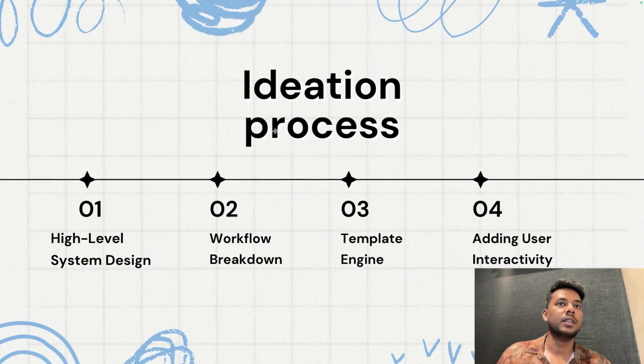So this was our ideation process. First of all, we initiated a high level system design of our application. Then we dissected our workflow and split it, so the workflow gets broken down. Apart from that, the main challenging thing in this project was the template engine which we had to set up. Here we have set up a Node.js Express server as our template engine, and the last part is adding user interactivity, like how much customization we can give to the end user. So this was our ideation process.